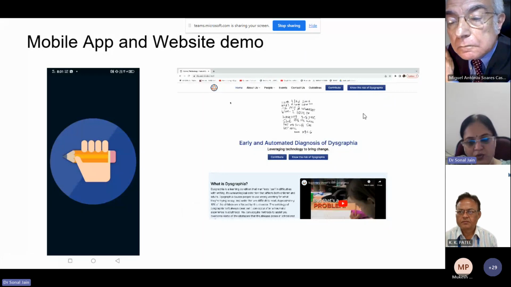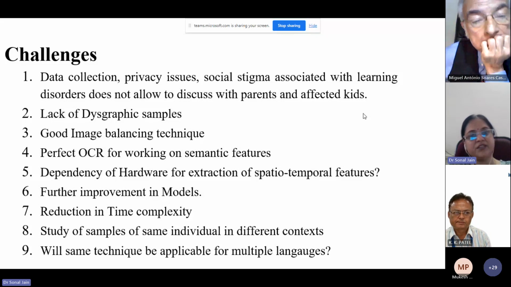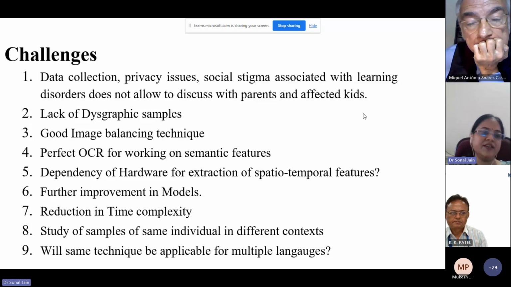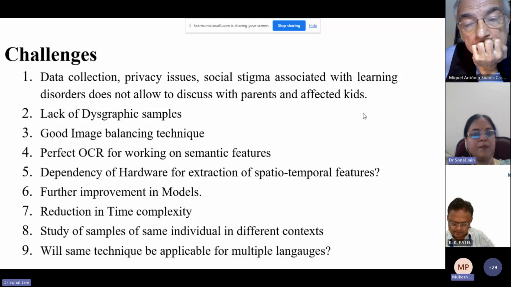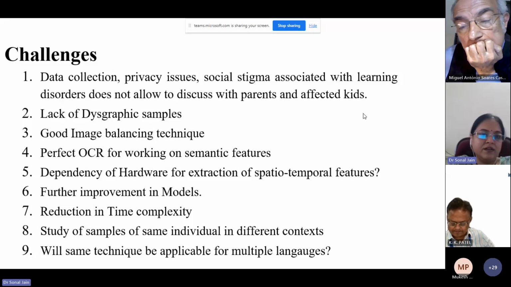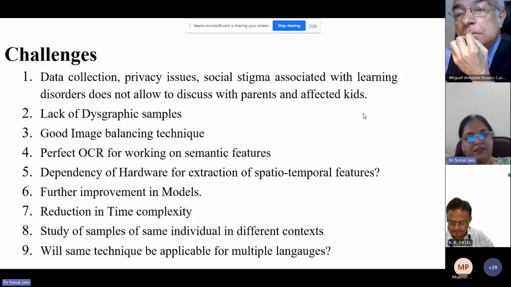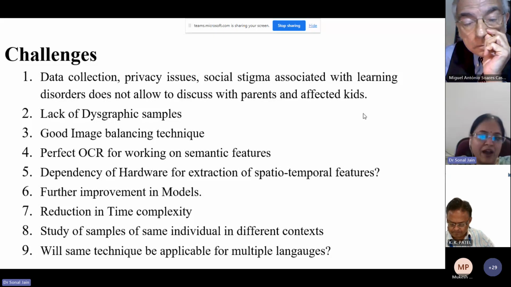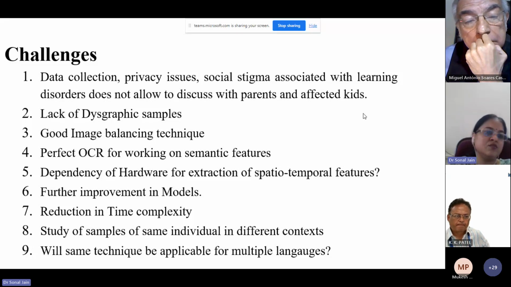So at the end, I would like to conclude my session with the challenges we have faced during these 2 years, and we are still continuing this work. First one is data collection. Second is privacy issues, because social stigma is associated with learning disorders. People do not want to allow discussion, even if we are aware that their kids are having this kind of issues through one or other sources, but the parents do not want to discuss this issue openly. Neither are schools allowed to discuss these things openly.